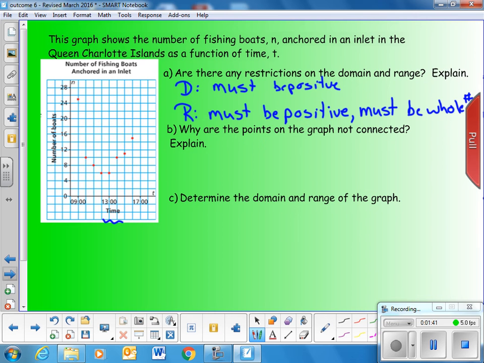Why are the points on the graph not connected? So the reason that these points cannot be connected is because of that idea that we have to have a whole number of boats. If we connected the boats, it means that we could go out and count half of a boat at a given time.